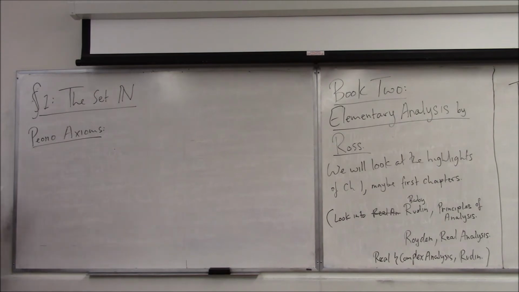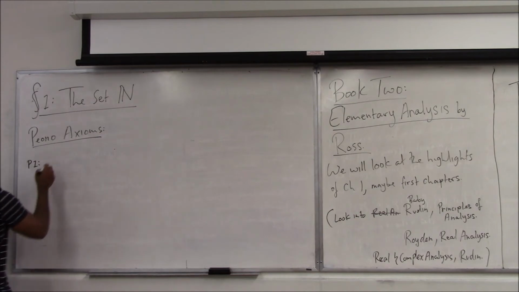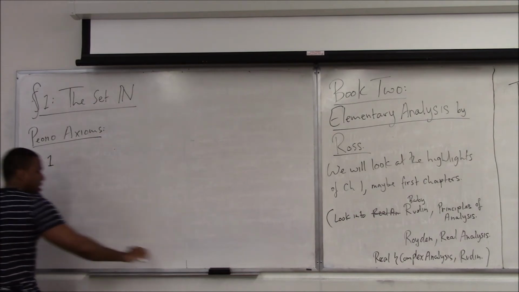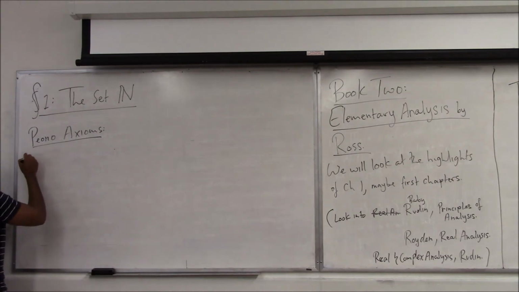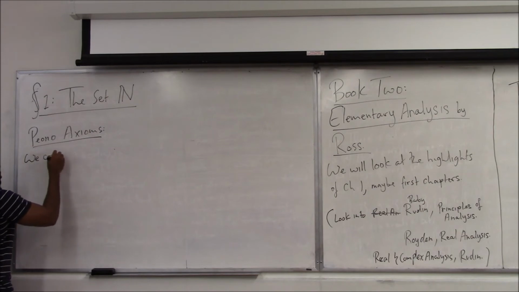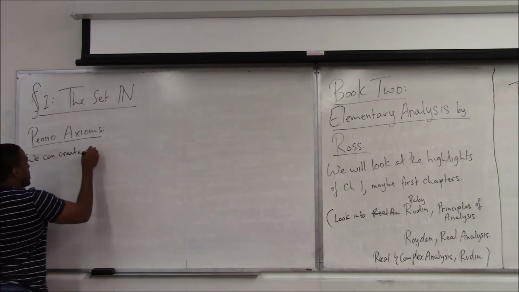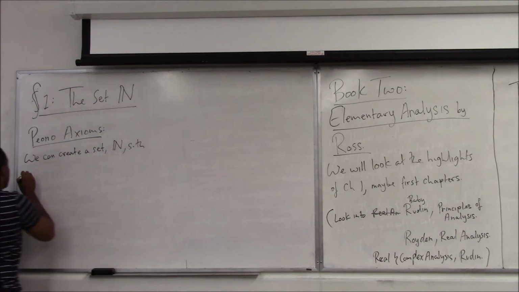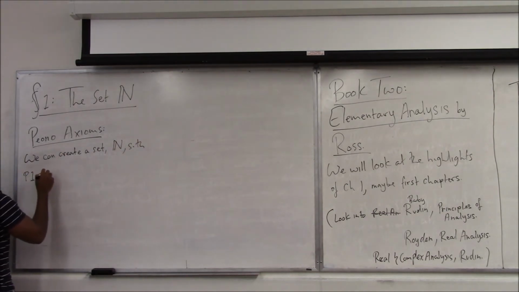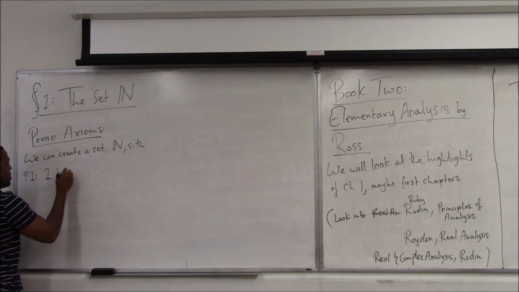So it says axiom 1. Remember, axioms are just statements that we take on faith, pretty much. We just believe them. There's no proof. So we can create a set N. It can get more general than this, but I'm going to write it down. We can create a set that we call N, such that 1 belongs to N.